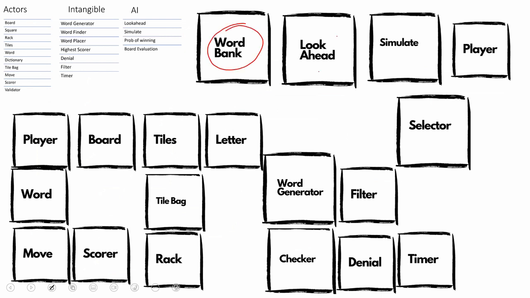Look ahead represents the character in the AI who's responsible for looking ahead and saying, अच्छा, इस वक्त मेरे पास ये टाइल और ये रैक है और ये बोर्ड है. If I pick this specific word, how does that word change how this game will be played 2, 3, 4, 5 moves down the road? And we'll look at a few examples of this a little later.